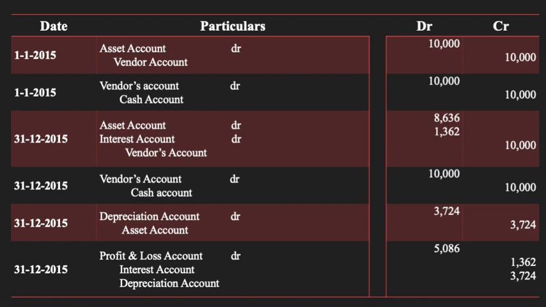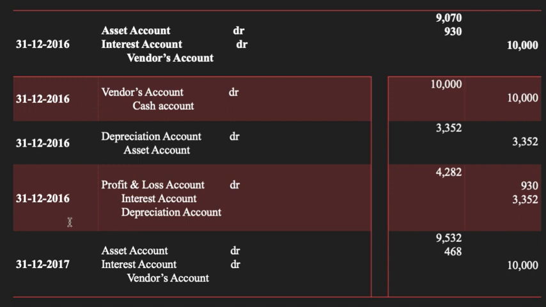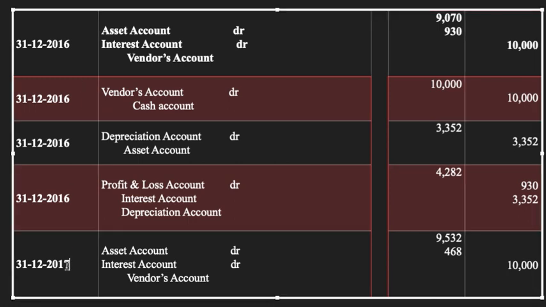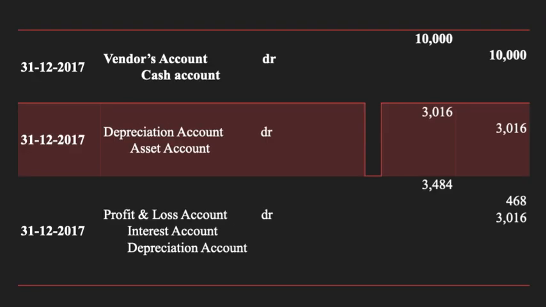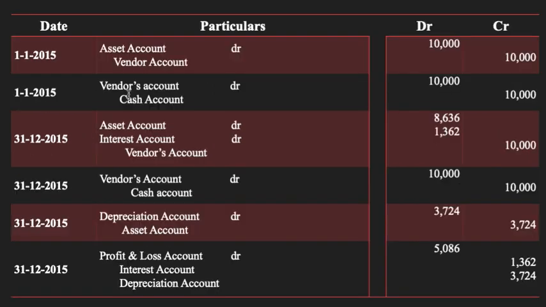Then we have 2016, we have these many entries here, and here we have one entry of 2017, and then again we have these many journal entries up to 2017. So today what we are going to do, we are going to create the respective ledger accounts and pass all these journal information in their respective ledger accounts.